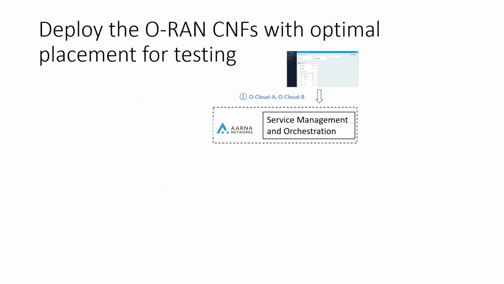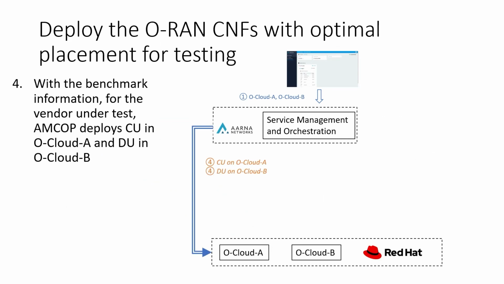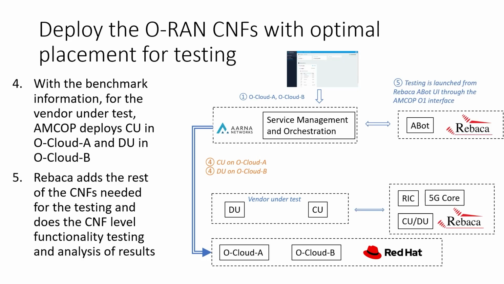Once the AMCOP SMO gets the information from the reports, it determines that the CU should be deployed on OCloud A, and the DU should be deployed on OCloud B. And then proceeds to deploy them. Once deployed, Rabaka's ABOT system deploys the rest of the testing environment and proceeds with the functionality testing.